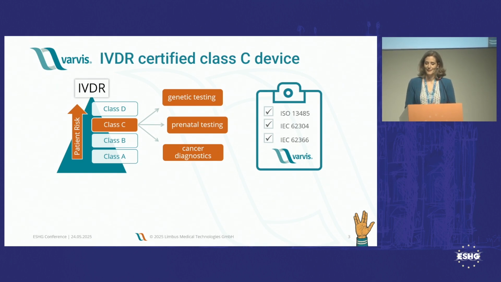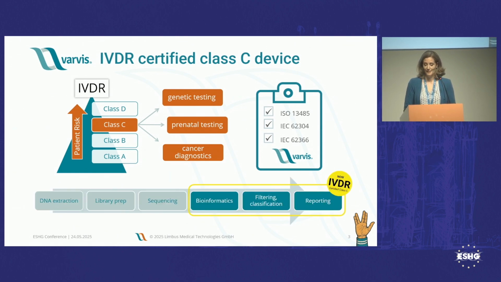This notified body will test that the medical device is developed and operated according to the relevant standards. Of course, you only see some examples here. The list is quite long, and we're very happy that the varvis software was one of the first software to be certified as a Class C medical device under IVDR. And the certificate covers the whole NGS data analysis, so secondary analysis included, tertiary analysis included. It's also true for germline and somatic analysis.